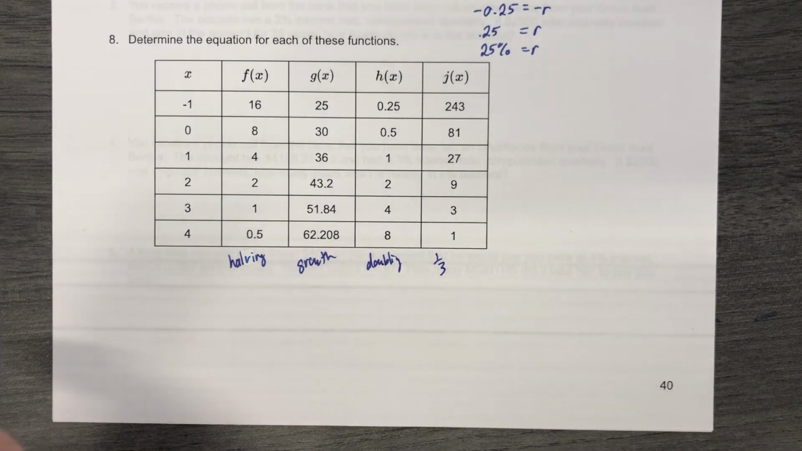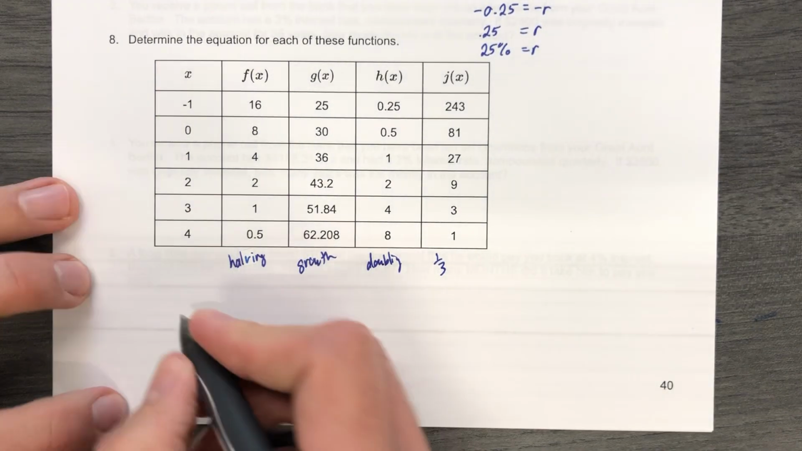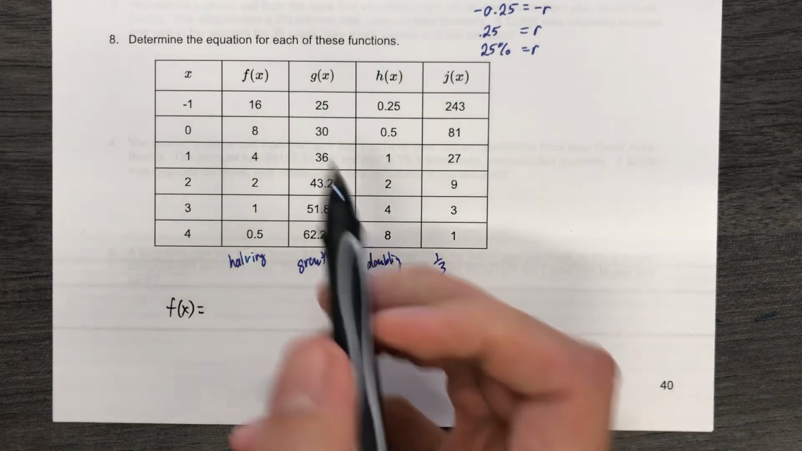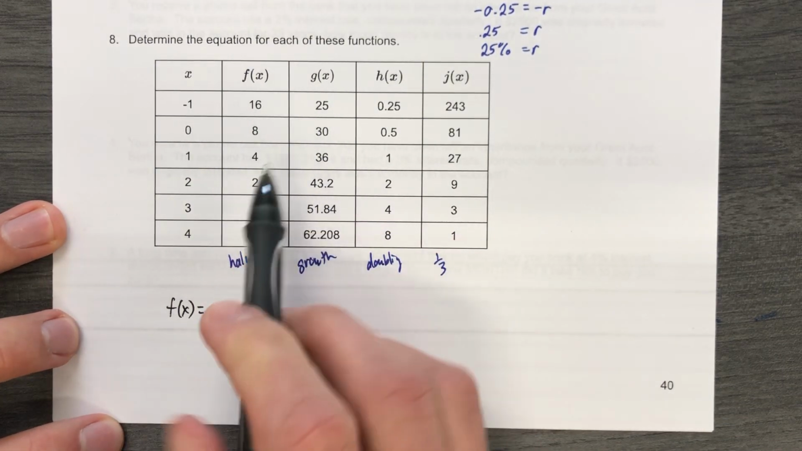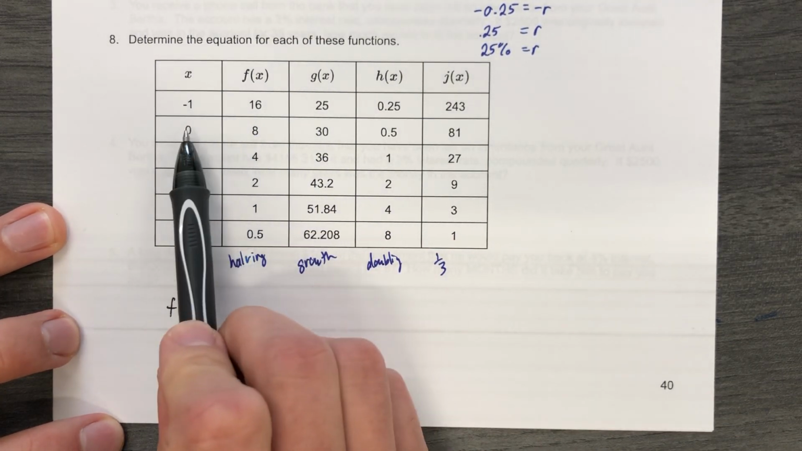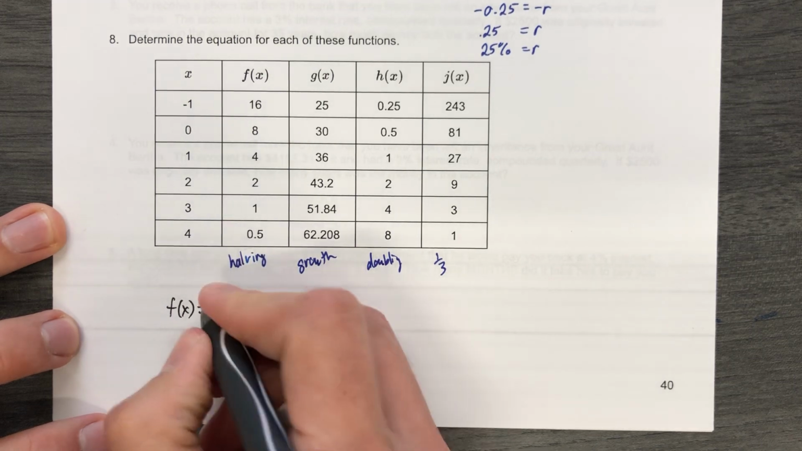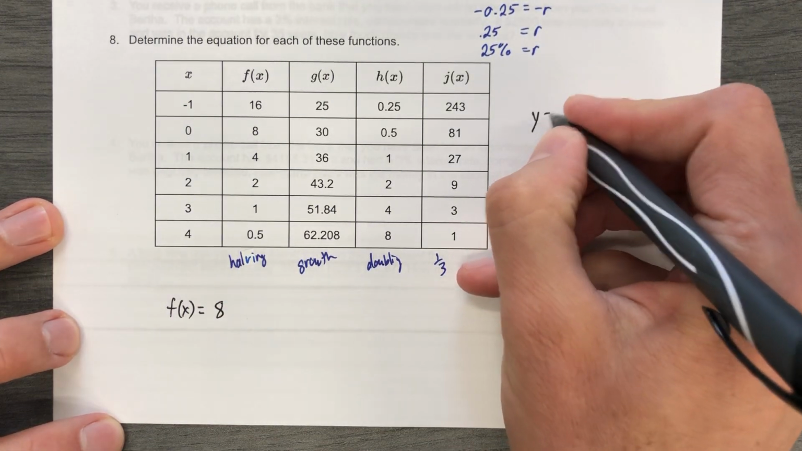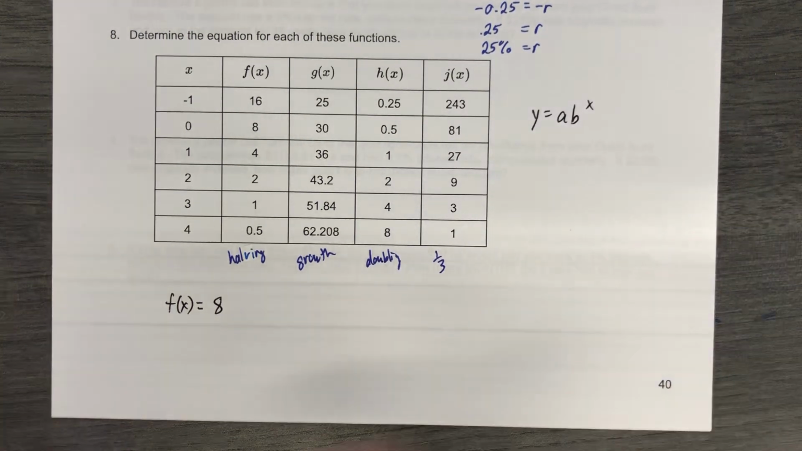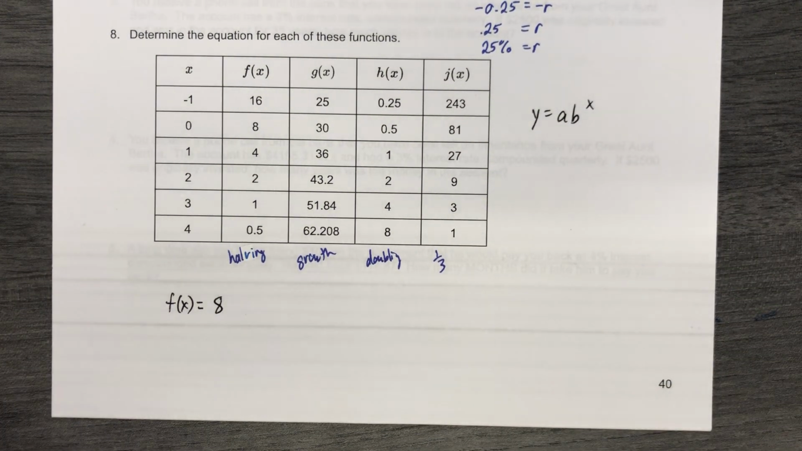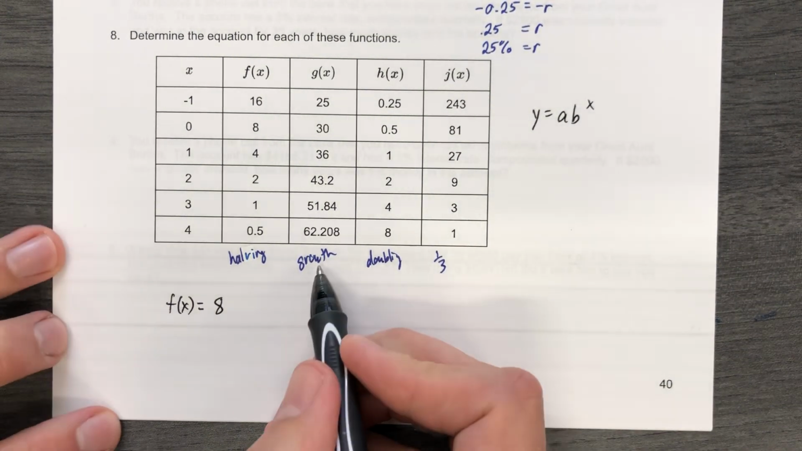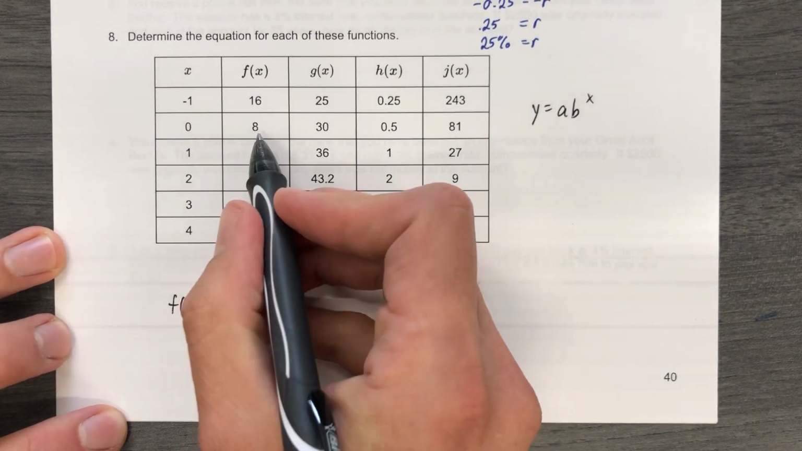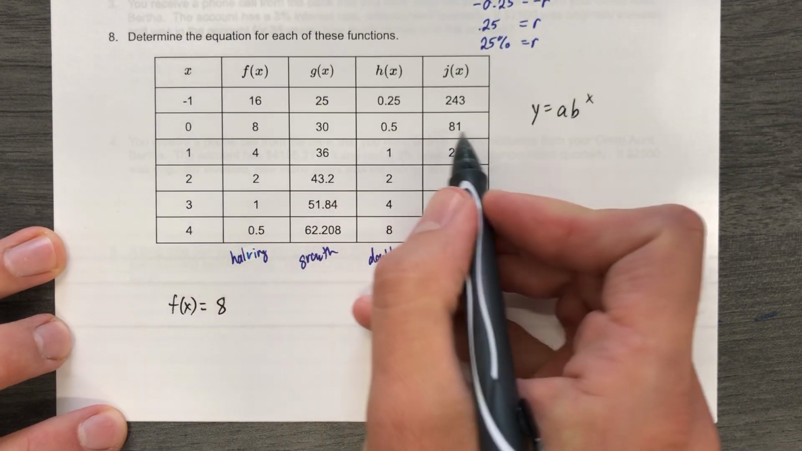So let's just start writing some answers, and we're going to go one at a time. F of x equals, okay, well, where do we start? Oh, we started at 16. No, we didn't. We started at 8. That's your y-intercept. It's going to start at 8. If you really want to get technical with these, this is the formula we're using: y equals a b to the x. I don't know the percent, but I can figure out the growth or decay factor. And it's always going to start with 8 or 30 or 0.5 or 81.